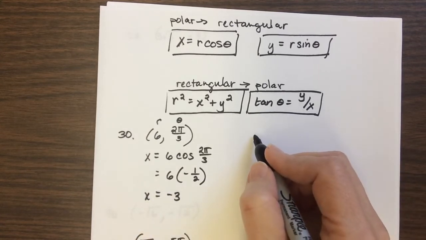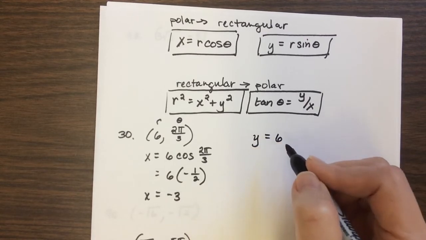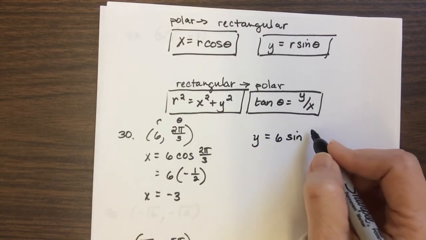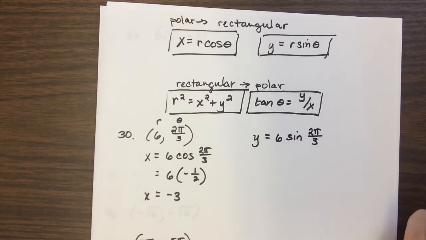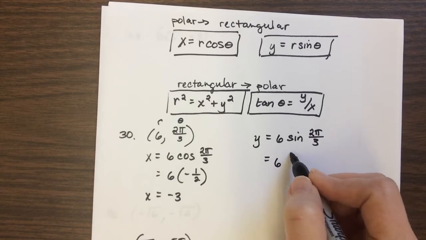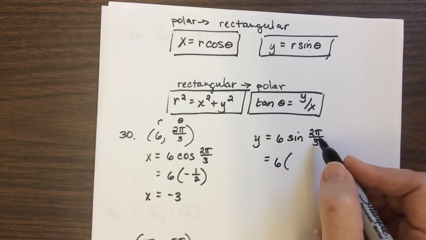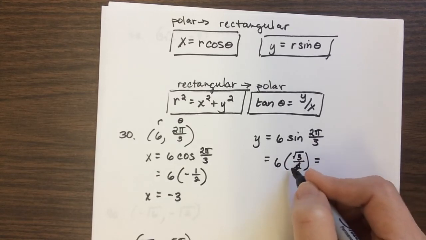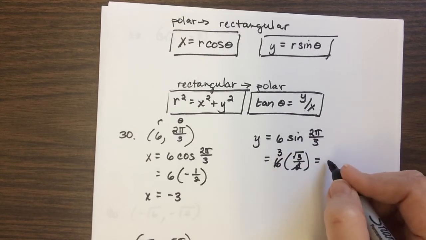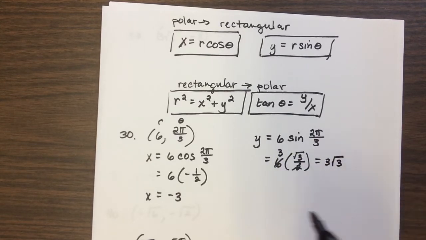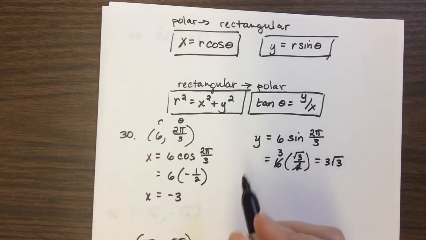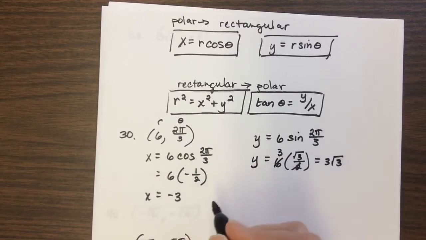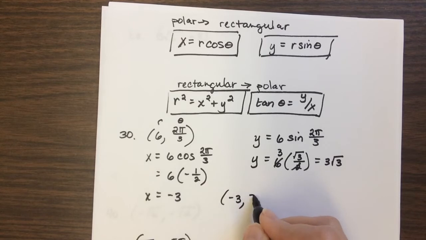Alright, and then when I find y, I know that y equals 6 times the sine of theta, or 2 pi over 3. And in this case, that's going to be 6 times... Alright, so this is going to be positive because I'm in the second quadrant, and that's going to be the square root of 3 over 2. And if I simplify that, that's just going to be 3 times the square root of 3. Alright, so converting from polar to rectangular, my rectangular coordinates are negative 3, 3 square root 3. Okay?